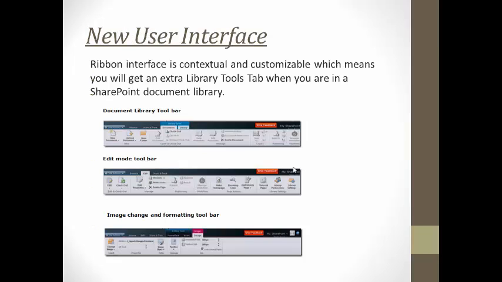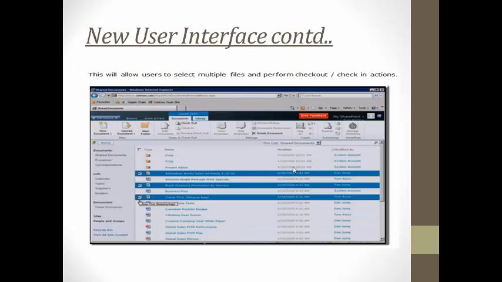which we will look at later in this presentation, as compared to March 2007. So this is the new user interface, the ribbon interface, which is very customizable, which means you get extra library tools in the various tabs when you are in a SharePoint document library or in any list. This is the new user interface. It allows the user to select multiple items from a list or documents from a library. You can perform check-in, check-out operations and versioning as well.